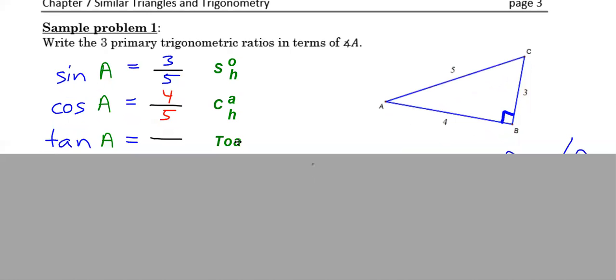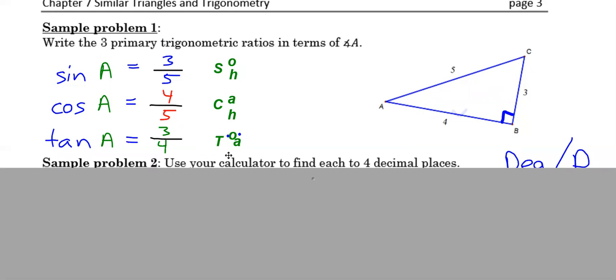And last thing is tangent, which is opposite, again, opposite the reference angle. So opposite A is the 3, and then adjacent is the 4. Okay, so opposite and adjacent. So 3 over 4 would be our ratio. All right, so that's how we find our primary trig ratios in terms of angle A.